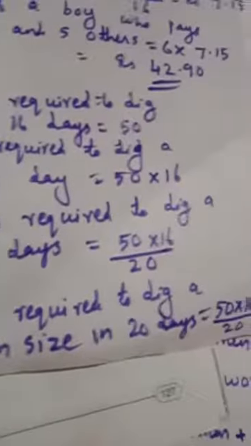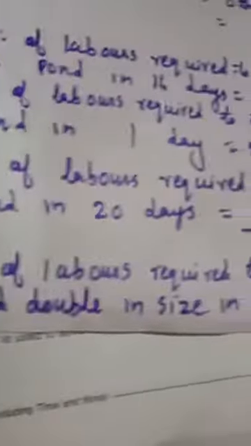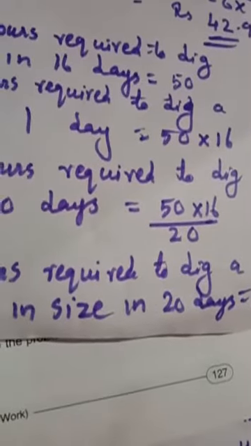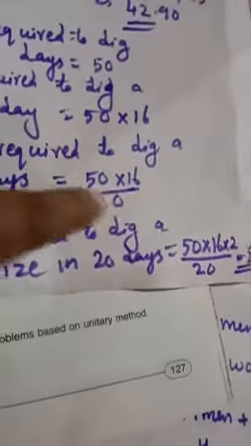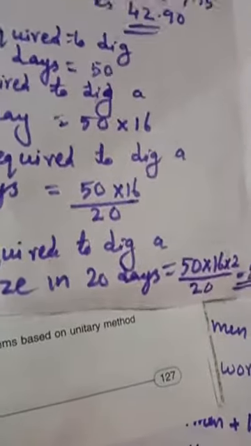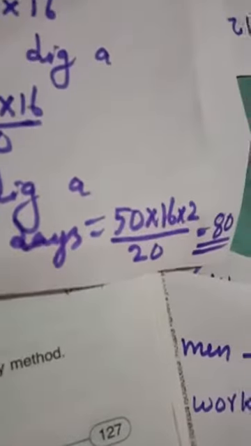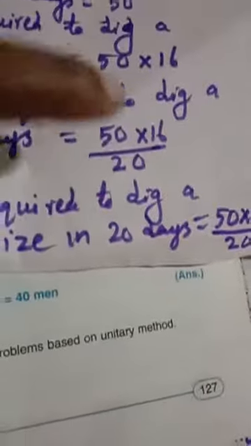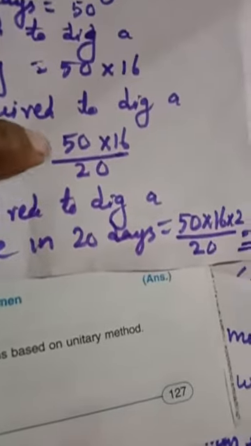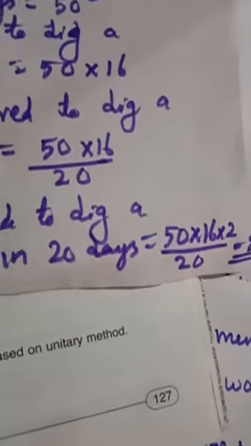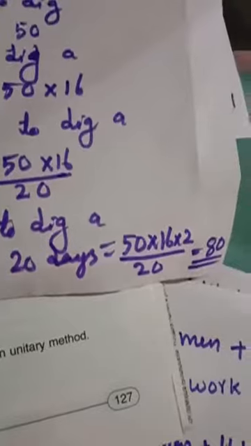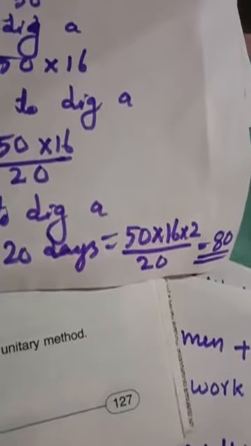Okay, so 20 days also we got, but the size of the pond is double. So the number of laborers required to dig a pond double in size in 20 days: days is 20, but double in size, so into 2. This answer into 2. That is 50 into 16 into 2 by 20. Otherwise you can cancel from here itself, then at last you can do into 2. Anyway, the answer is 80 laborers.